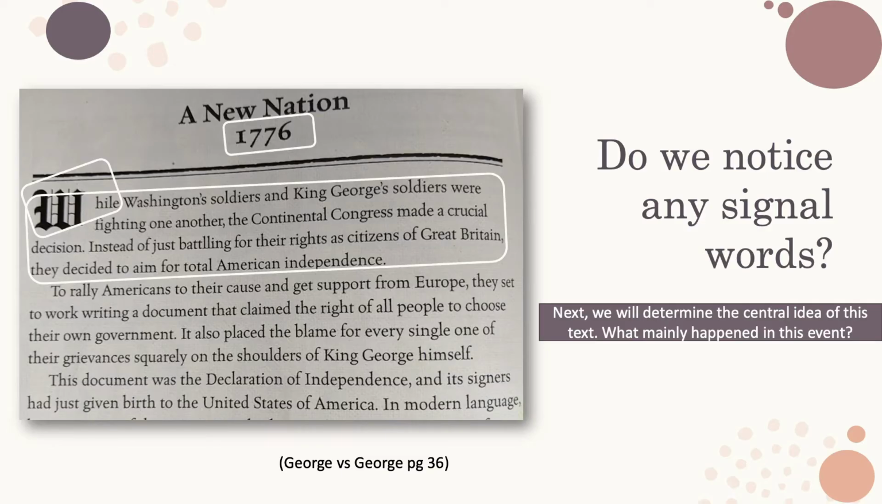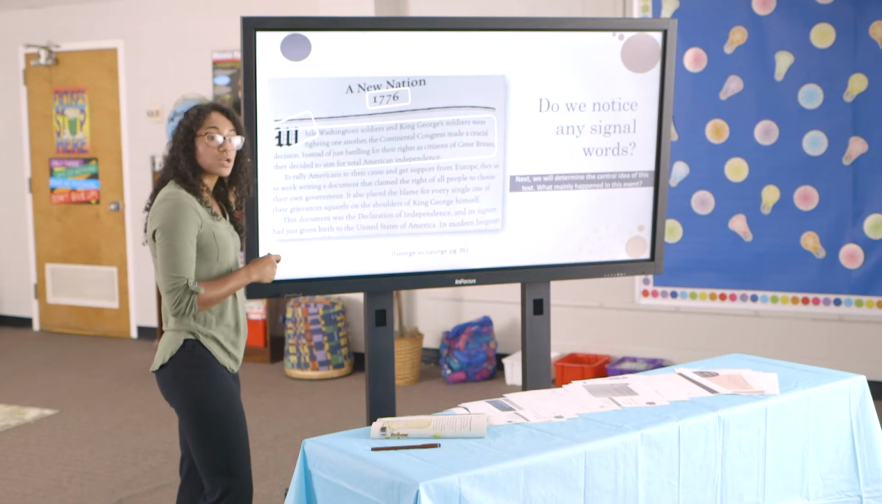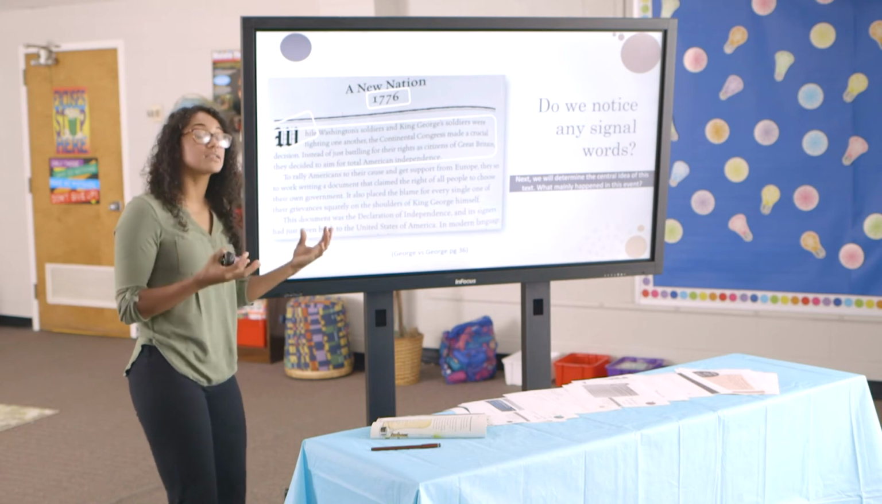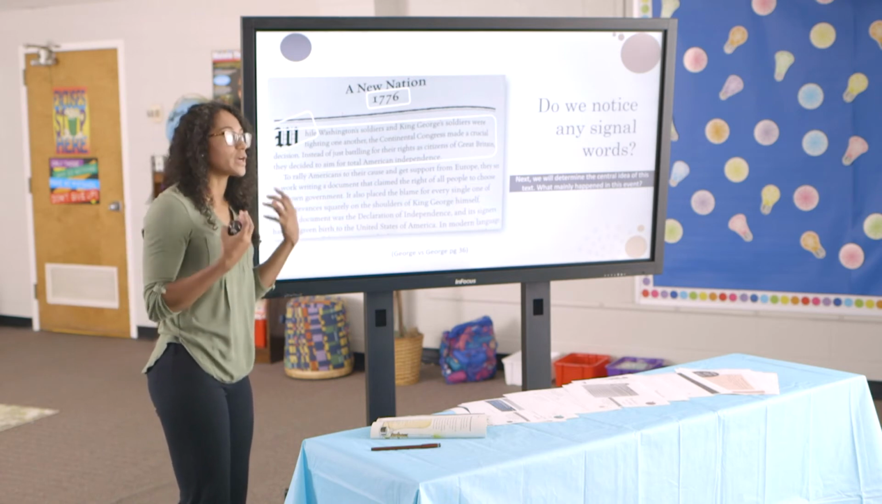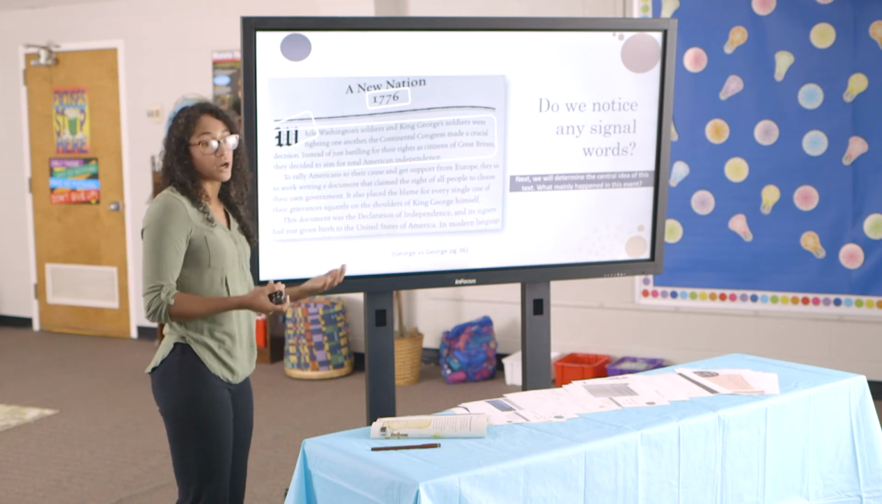Now we're going to determine the central idea of what happened in this event. So I'm going to pull out my details, and mainly this top portion or first paragraph of this text helps us understand what really went on. This section of the text helps us understand that Continental Congress got together to write the Declaration of the United States and declare our independence.